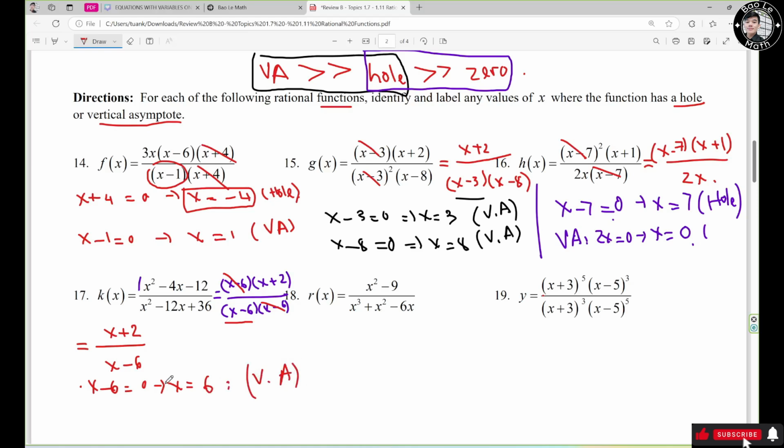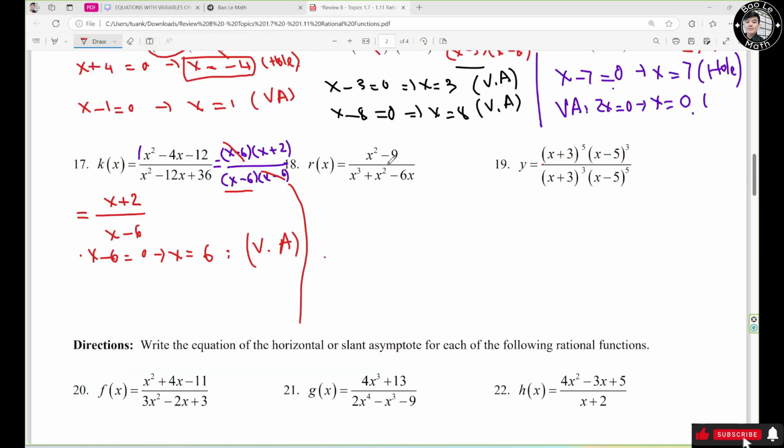Now remember that you have a hole at s equals 6. You have the vertical asymptote at s equals 6. The vertical asymptote dominates the hole. So in this situation, you don't have the hole anymore. You only have the vertical asymptote. So keep that in mind.